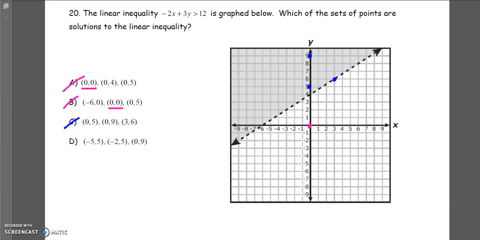Okay, so let's look at another one. Obviously, I think it's got to be this one, but I have negative 5, positive 5, which is right here. A negative 2, positive 5, also right here. And then 0, 9, again right here. So all of these are in the shaded area, so that would be my correct answer.